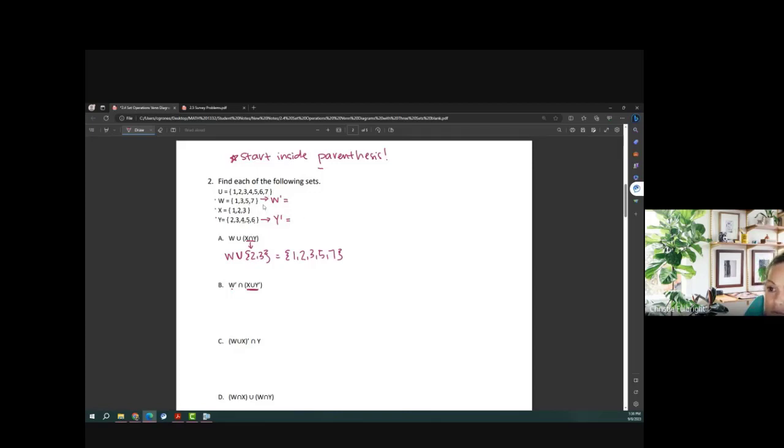So remember, our complement is what is not in that set, but what is left in the universal set. So the easiest way, if you are a visual person, you can mark through these numbers. So whatever is in our set W has 1, 3, 5, 7. I'm going to cross those off, and we are left with 2, 4, and 6 in our complement. And we can do the same thing for Y. Y has 2, 3, 4, 5, and 6. And we are left with 1 and 7.